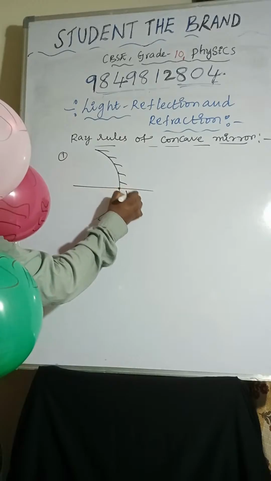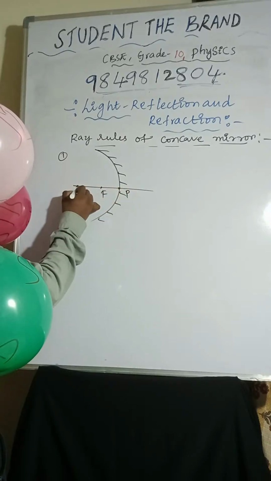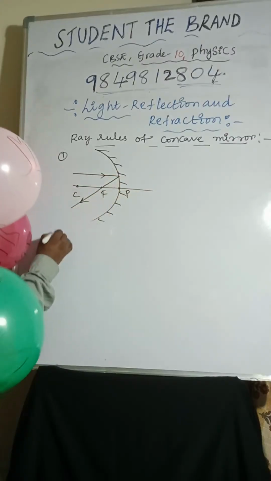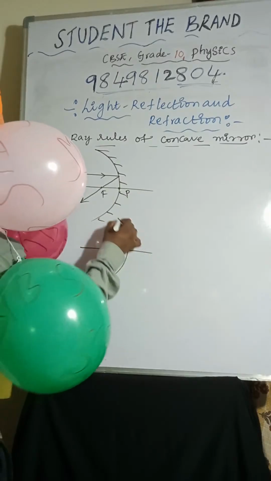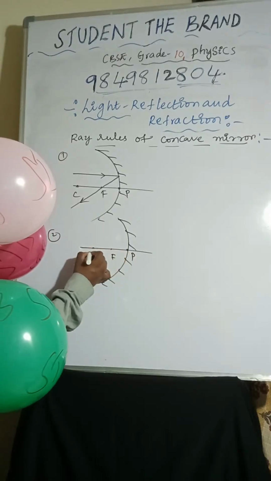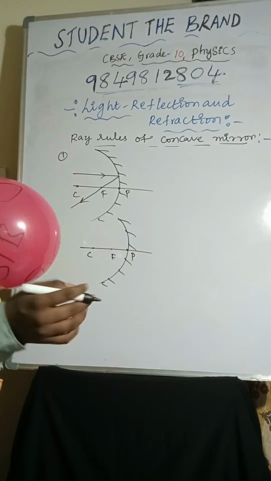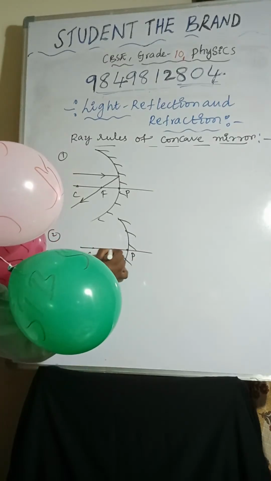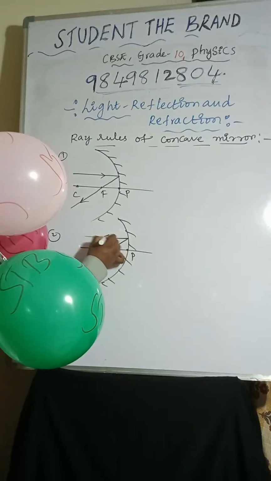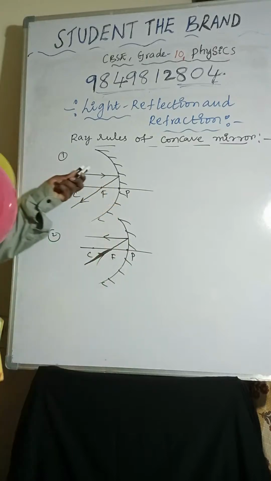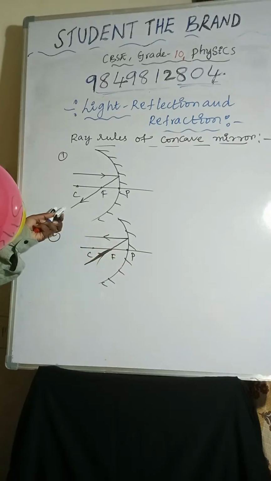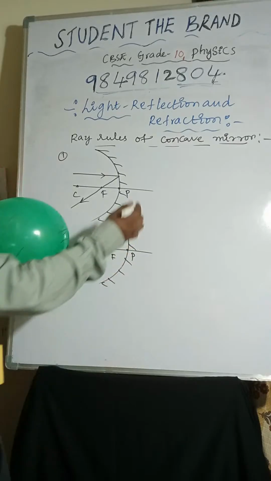Pole, focus, center of curvature. After reflection, light rays are passing through focus. Second one: pole, focus, center of curvature, after reflection, light rays moving towards infinity. Here after reflection, light rays pass through focus, and here after reflection, light rays move towards infinity. Okay. So next one, third one.